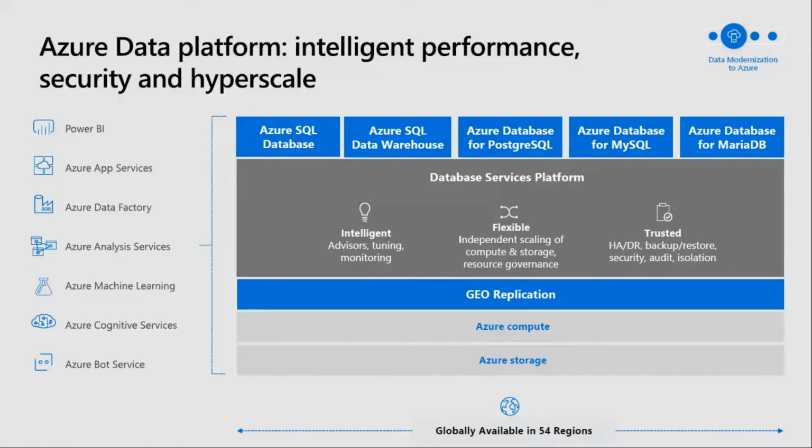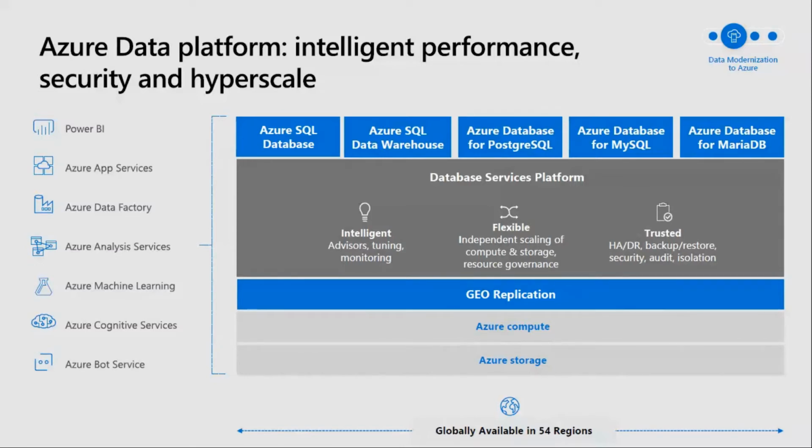So if you have a database which you want to grow beyond 4 or 8 terabytes, you have to look at the Hyperscale database, an amazing offering. We will talk about this also within a short while. So we have Azure SQL Database, Azure SQL Data Warehouse, which is now referred to as Azure Synapse Analytics SQL Pools, Azure Database for PostgreSQL, Azure Database for MySQL, and Azure Database for MariaDB.